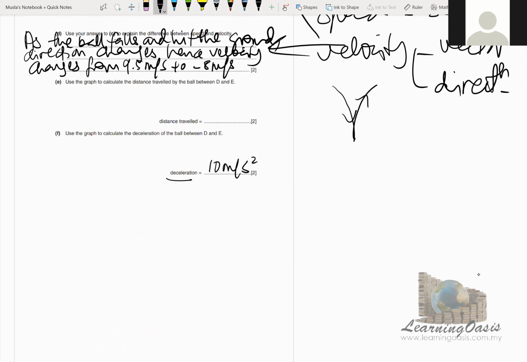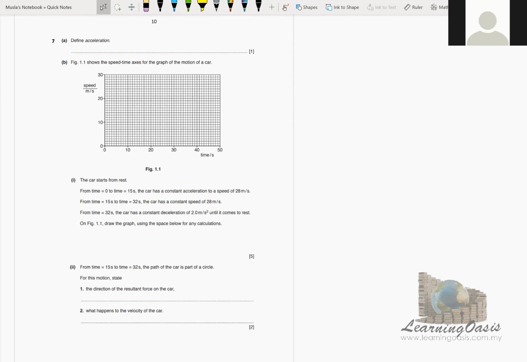Okay. Now, define acceleration again. The rate of increase in velocity.